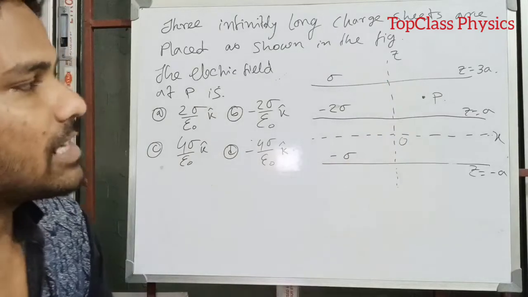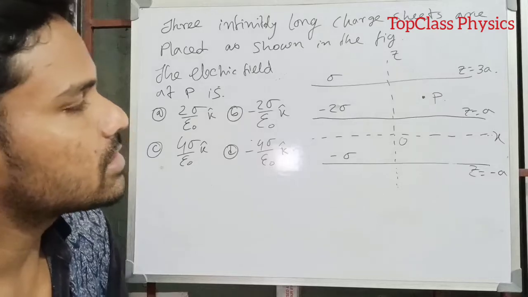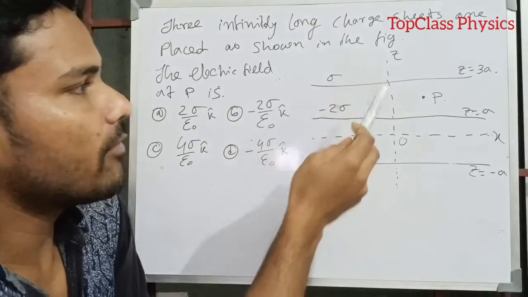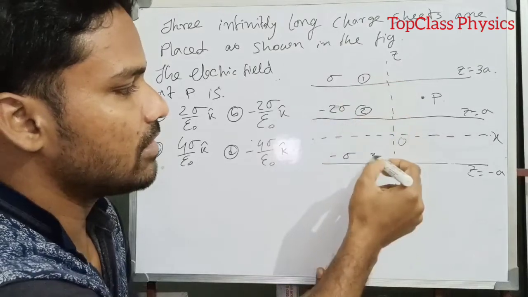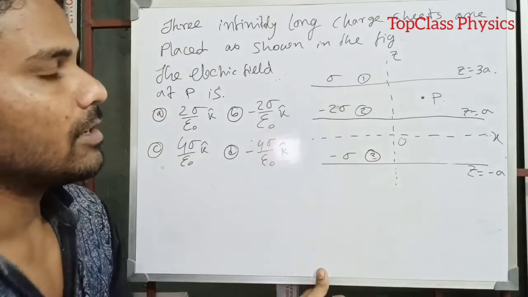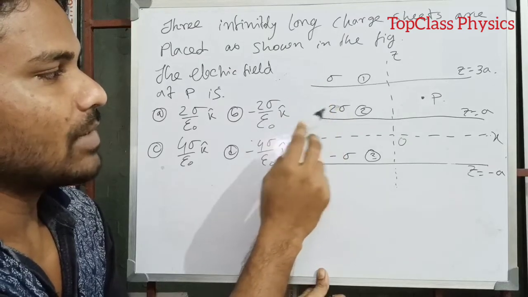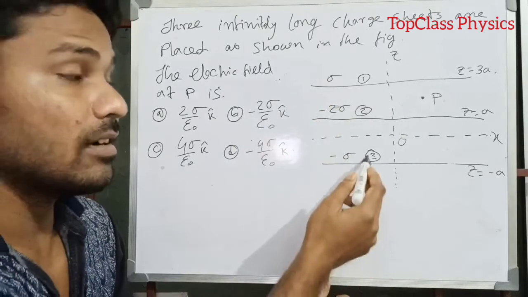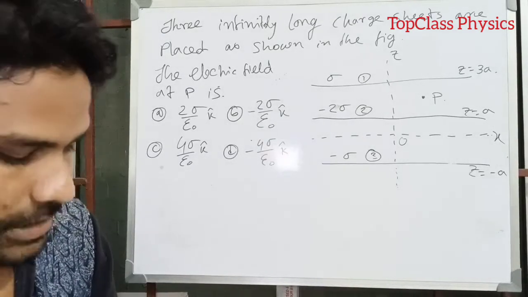The electric field at point P due to these three plates, options A, B, C and D are given, and their charge density is also given. If I take this one as the first, this is second and this is third plate, the charge density for the first plate is plus sigma, for the second plate is minus 2 sigma, and for the third plate it is minus sigma. Okay, so this is very easy.